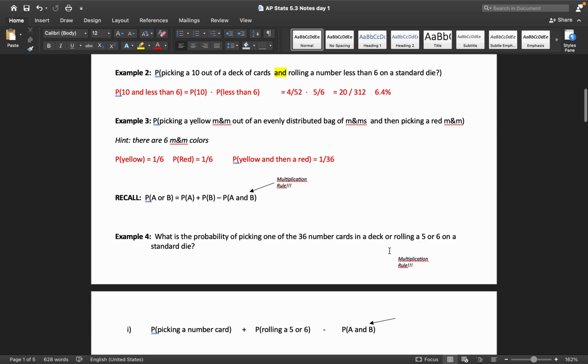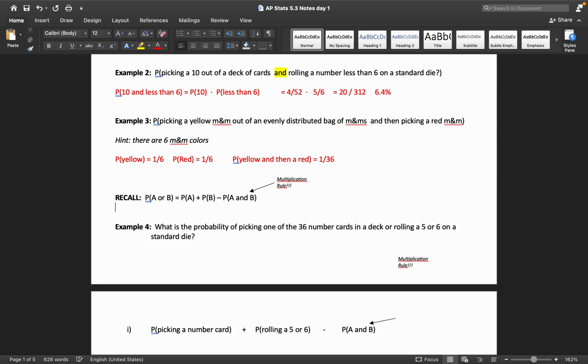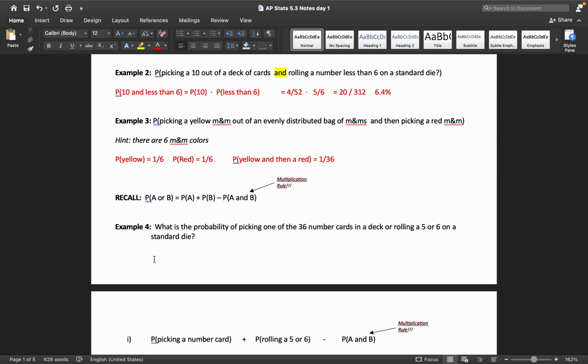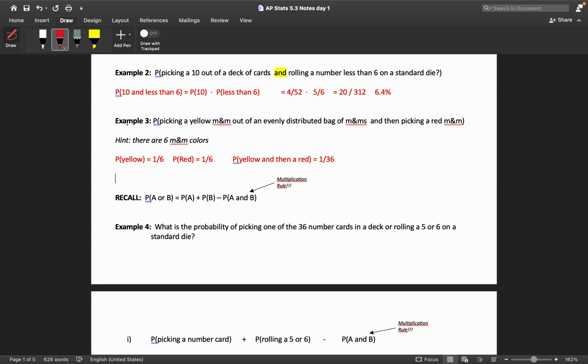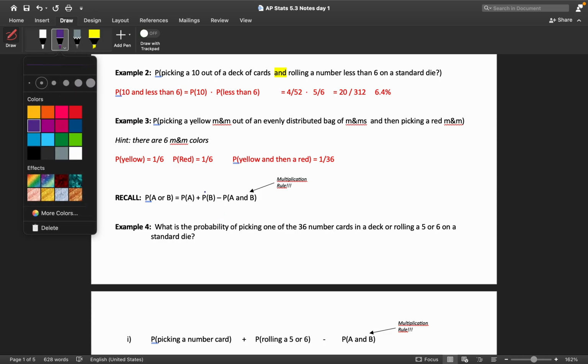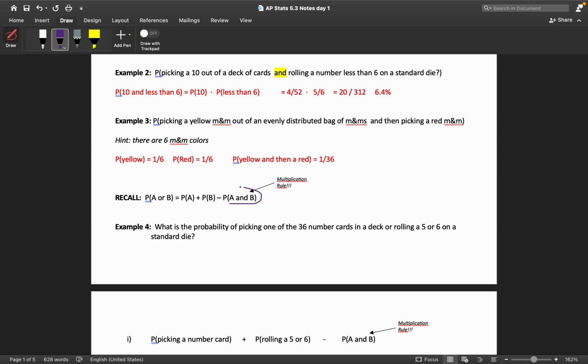Now let's use some of this math to work out some of the problems that we looked at yesterday and the day before. So if I've got my OR question, this is our general addition rule. It was probability of A plus probability of B minus the probability of A and B. And what I want you to see here is that this probability of A and B happening, that's our multiplication rule. So what would that look like in practice?